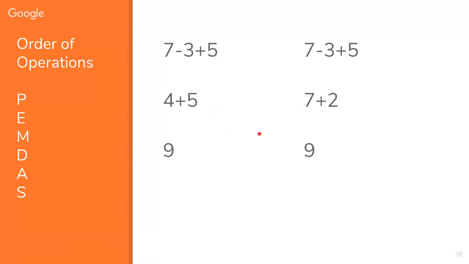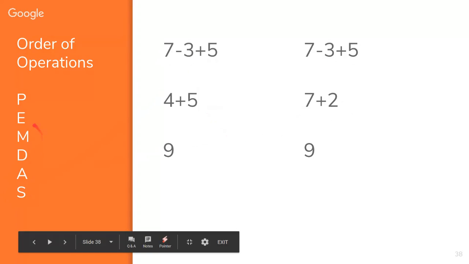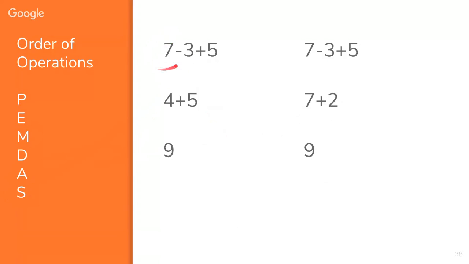It doesn't matter which one you do first if they are at the same level, meaning adding and subtracting or multiplying and dividing. However, most people just like going from left to right. So you should do that too if you're unsure what to do.